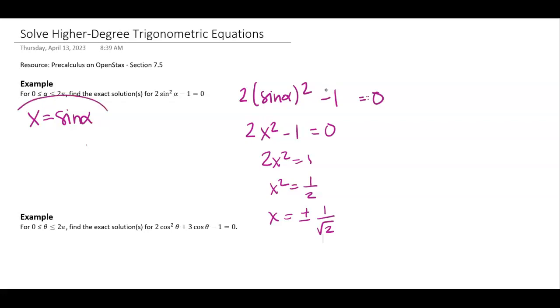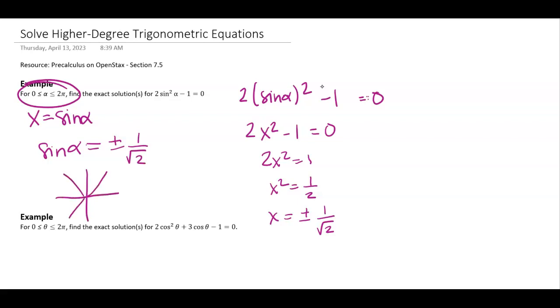Now remember, x is equal to sine alpha. So really what I want is, where is the sine of alpha on this domain equal to plus or minus 1 over the square root of 2? And that's at all the pi over 4s inside our quadrants. So that means that alpha is equal to pi over 4, 3 pi over 4, 5 pi over 4, and 7 pi over 4.